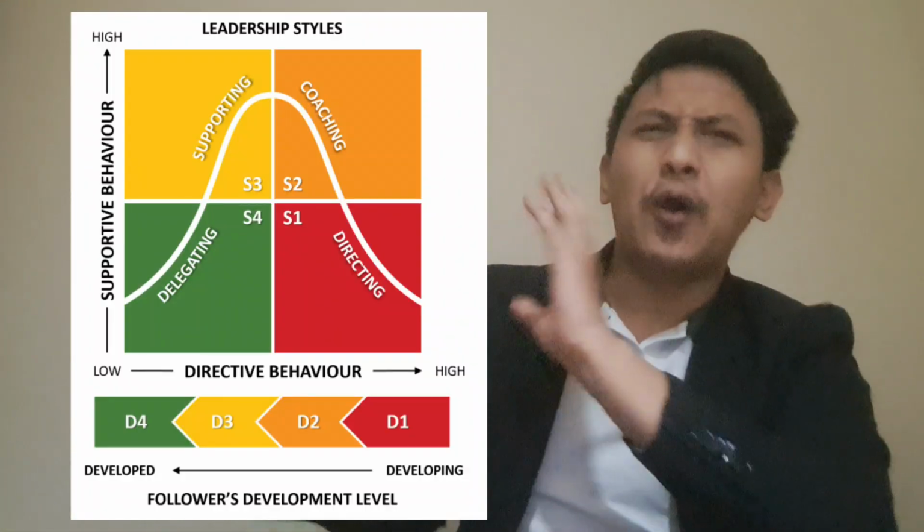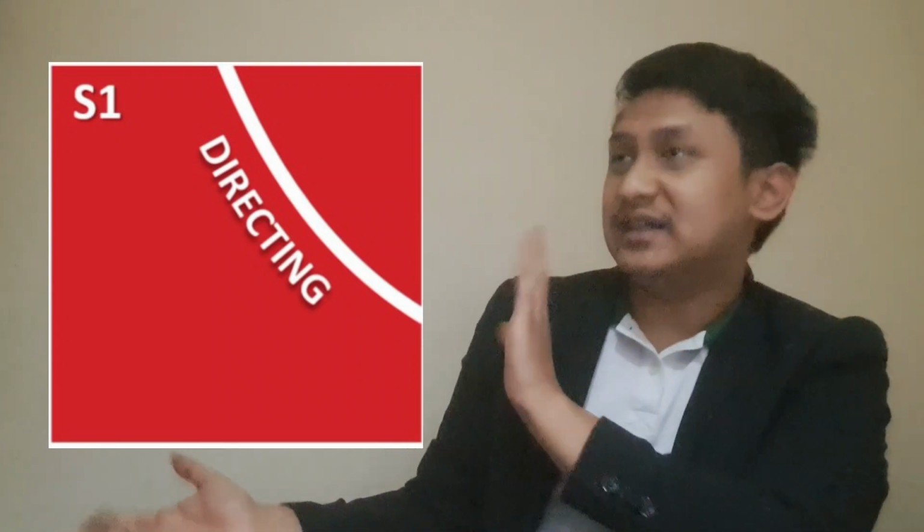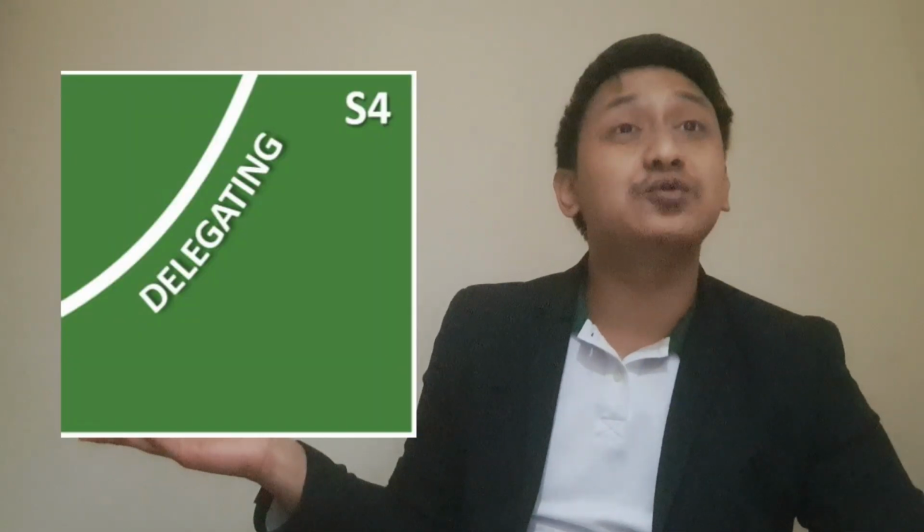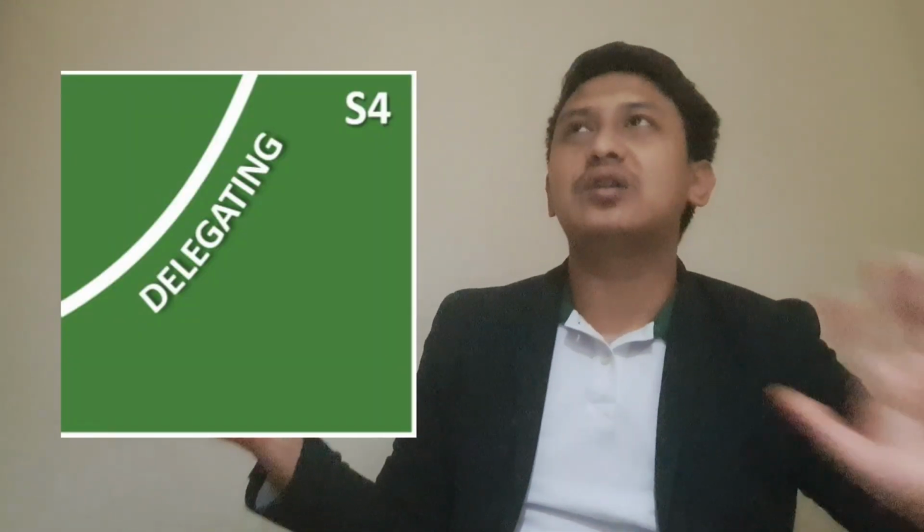Well, don't you worry. I'm going to divide this complex information into bite-sized pieces and categorize them into S1, directing, S2, coaching, S3, supporting, and also S4, delegating, which in conjunction with D1, D2, and D3 respectively. Additionally, a little note for all of you in case you are wondering. S stands for style, as in leadership style, and D stands for development, meaning levels of employee development.